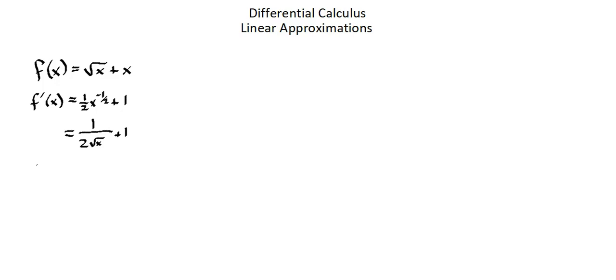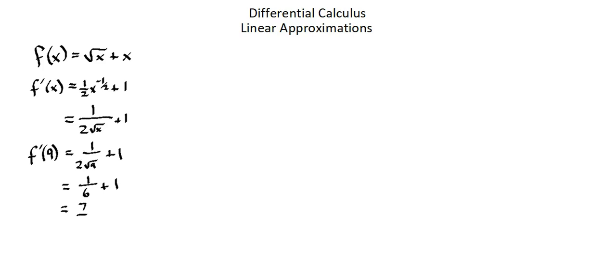So to begin, I'm going to calculate the exact slope of the original function using my derivative at the x coordinate, or the x input, of 9. So if I input an x value of 9 into my derivative function, I end up with 1 over 2 times the square root of 9 plus 1, which simplifies to 1 over 6 plus 1, which is 7 over 6. So now what I know is that my slope at an input of 9 is 7 over 6.